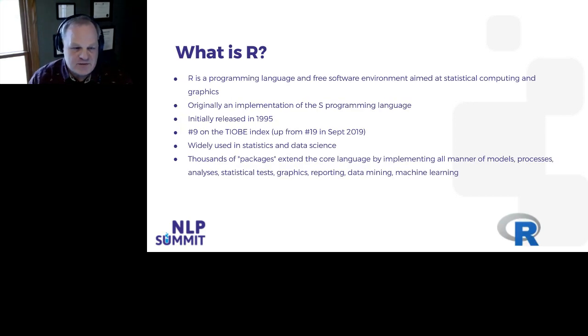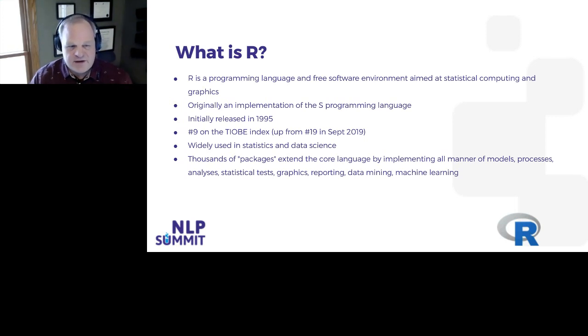For those of you who are not aware of what R is, it's a programming language that's aimed mostly at statistical computing, data processing, graphics, and data science. It originated in the early 1990s as a free implementation of the S programming language. The initial public release was in 1995, and since then, it's grown in popularity.